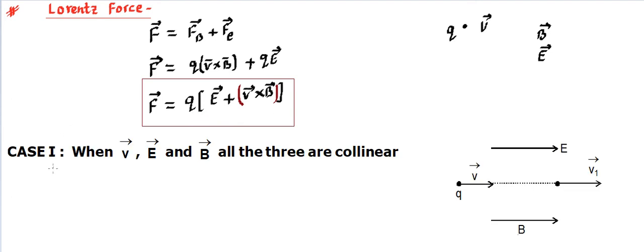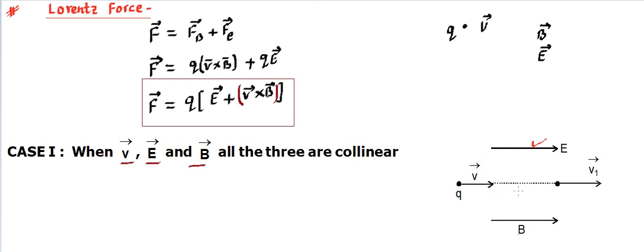Now let's consider a few cases to solve using this Lorentz force. So there is a case 1 that is being indicated over here. And in this case we are assuming that V, E and B all are going to be collinear. So if all are collinear, that means they are on the same line. And this is a picture. This is the direction of E, this is the direction of B, this is the direction of V.